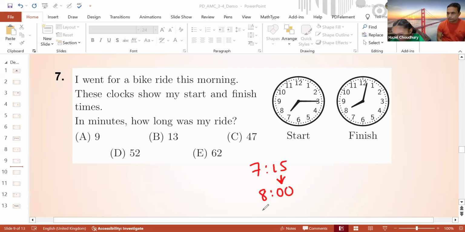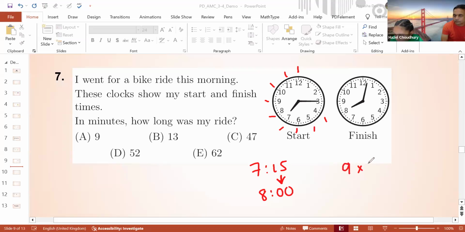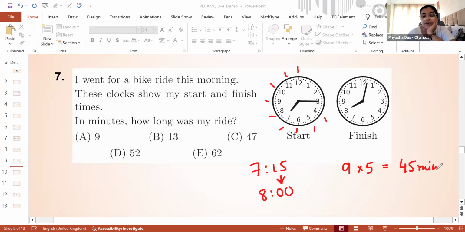I have to add. You can count like this: 1, 2, 3, 4, 5, 6, 7, 8, 9 blocks. And every block is 5 minutes long. So 9 blocks, 5 minutes long. How many minutes? 9 times 5, that's 45. That means 45 minutes from 7:15 to 8 o'clock.